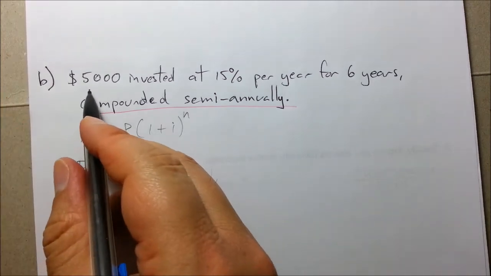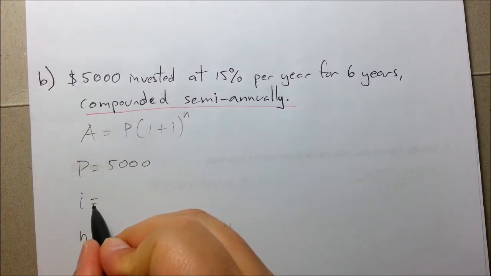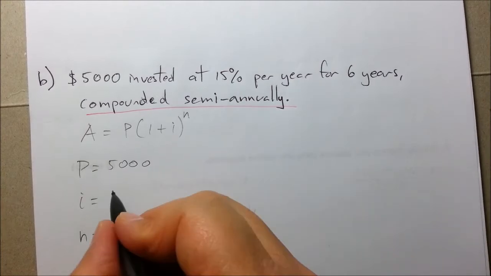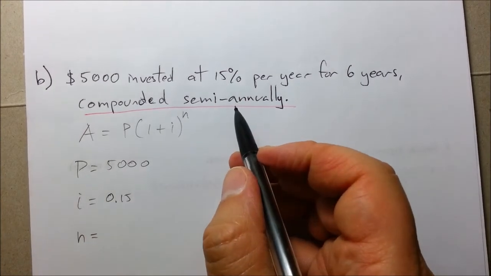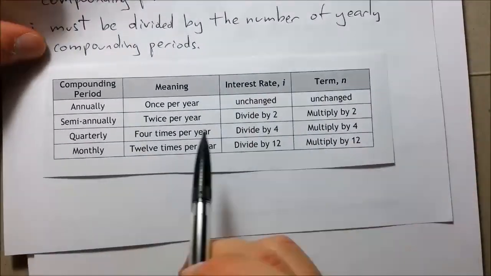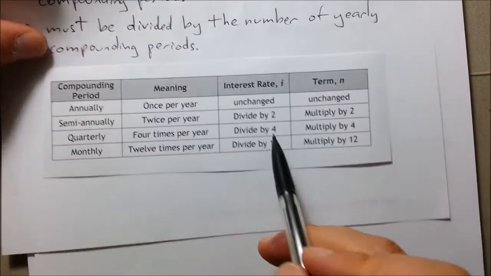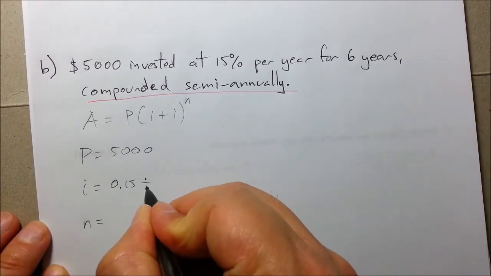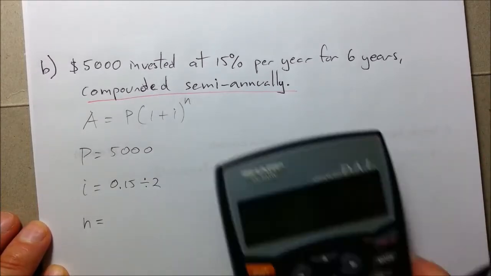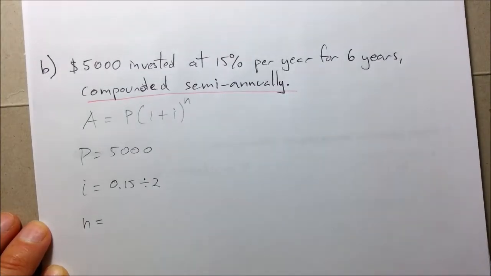So P is our initial investment. It's $5,000. I is 15%, so 0.15. But it says that it should be compounded semi-annually. If we refer to our chart, semi-annually means twice a year. So what do we do with I? With I, we divide by 2. So we take this and we divide it by 2. What is that going to be equal to? So 0.15 divided by 2, that's okay.